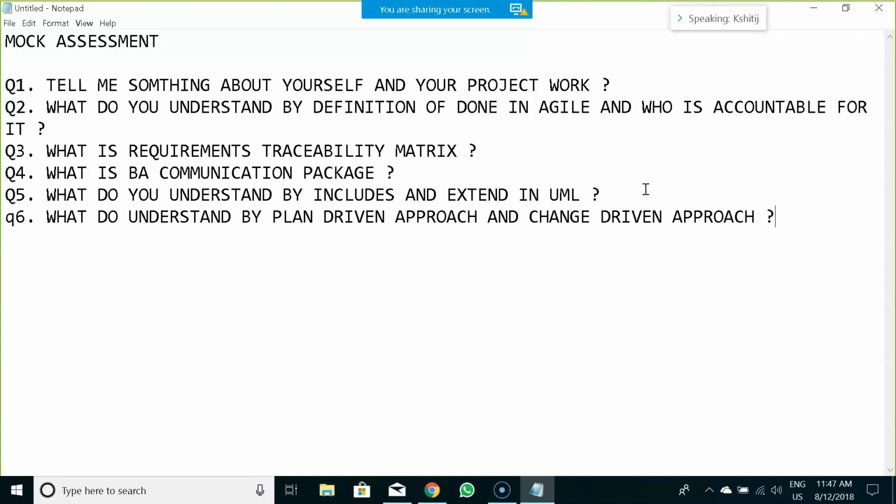So what are the other names for the plan-driven approach and the change-driven approach? Other names, as in, like waterfall and agile? There is one more name that is used for this. Predictive and adaptive. Yeah, I forgot the word predictive.